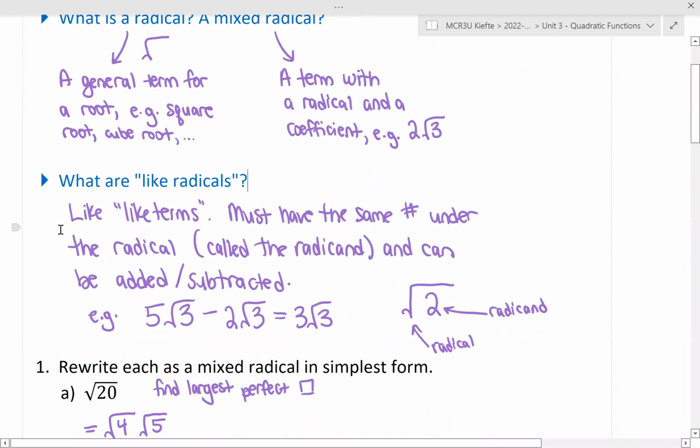Like radicals, kind of like terms, you have to have the same number under the radical. Just a fun little fact is that the number under a radical is called a radicand. But you can only add or subtract like terms that have the same radical or radicand. So if you have 5√3s and you're subtracting 2√3s, that's 3√3s. But if under here it was like 7 or something, then we couldn't do anything.